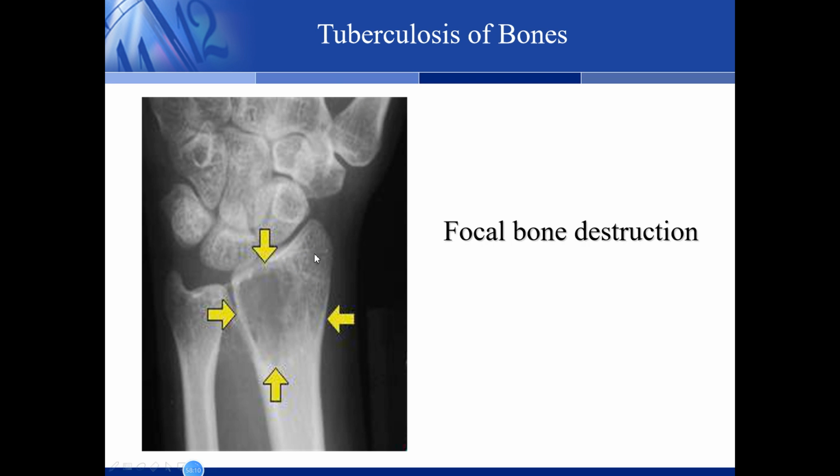This is the tuberculosis of the radius, and we could see in the distal part of the radius there is focal bone destruction in it. And in these films, we could not find any calcified lesions and sclerosis lesions. This is tuberculosis of the bones.